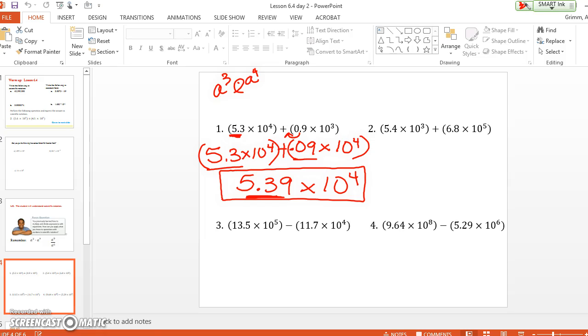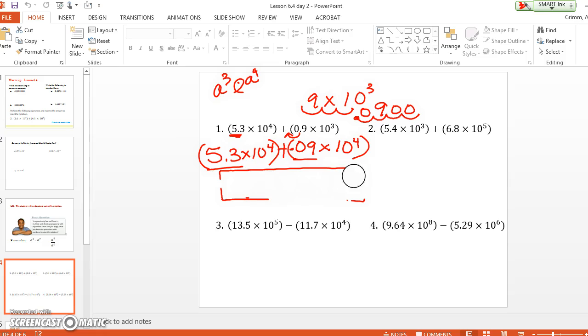Yes? Why did she move it to the left? Okay, so remember, 0.9 times 10 to the 3rd would be a very large number, right? Because it's a positive. So it would be 1, 2, 3. So it's really the same thing as 900, but we wanted the exponent to be a 4. So if you start here and you go 1, 2, 3, 4, then that's what your new number becomes if you want a power 4. You just have to manipulate it to get the powers the same. Okay? Anybody else before we do the next one? Okay. So take a look at the next one.